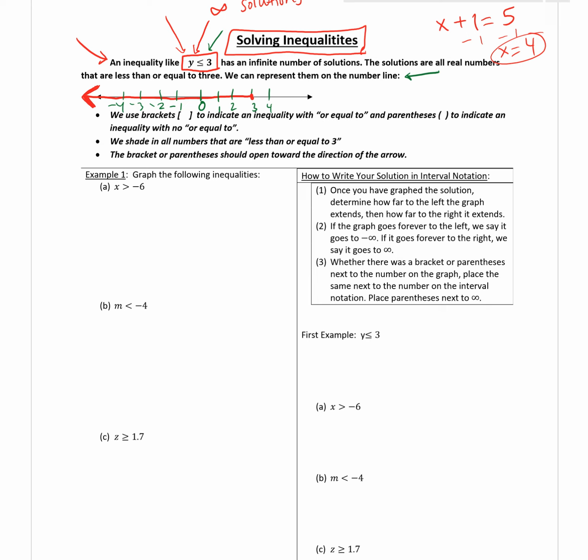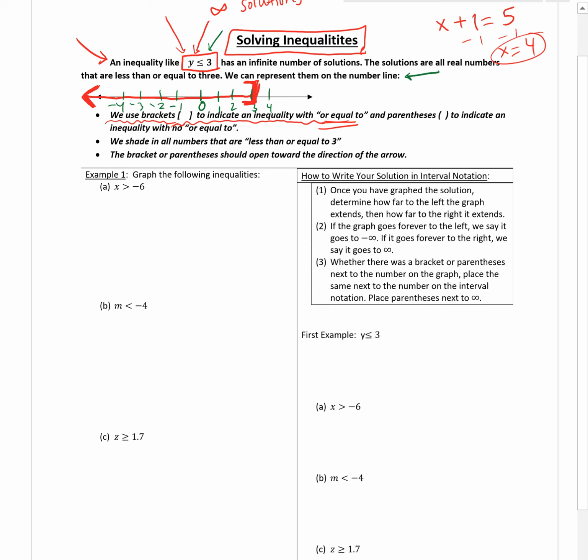On the graph, you might say, all right, but how do I show that it's equal to 3, why not just less than 3? The way to indicate you have an equal to, since it's less than or equal to, is you use brackets. So I'm going to put a bracket right on top of that 3, which is kind of strange. It's kind of hard to get used to, but a bracket indicates that there's an inequality that has an or equal to. So whether it's greater than or equal to or less than or equal to, you're going to put a bracket right on top of that number.